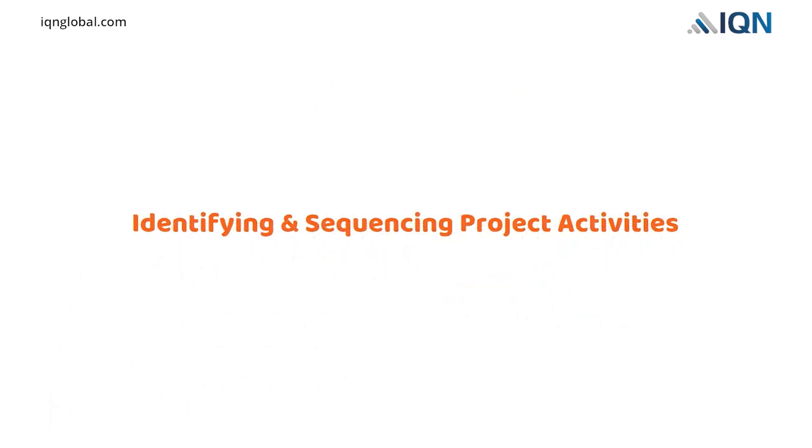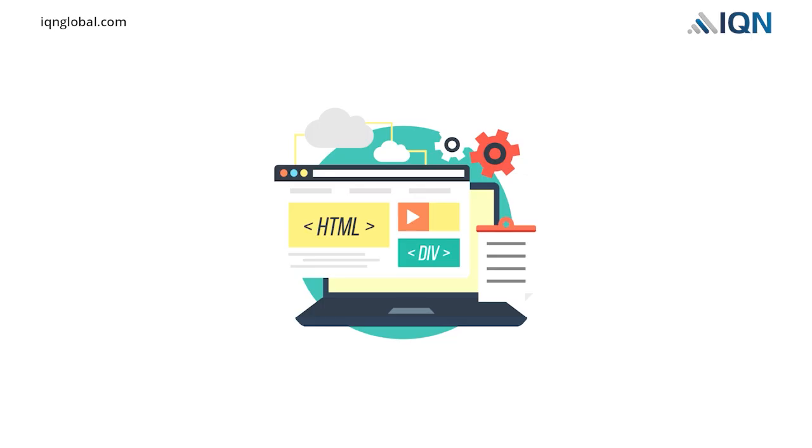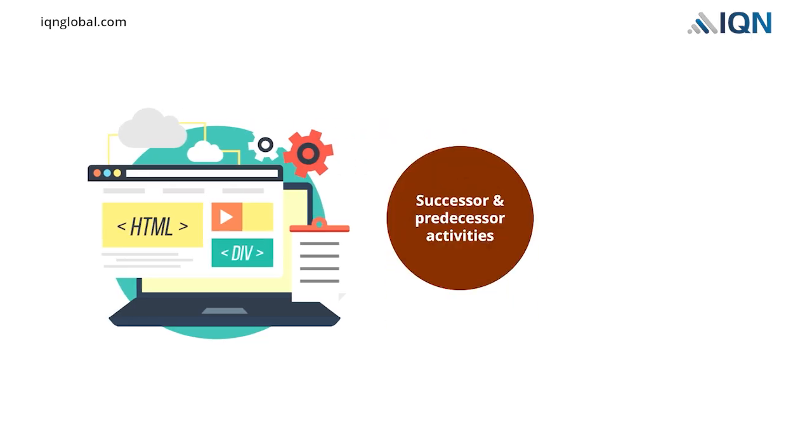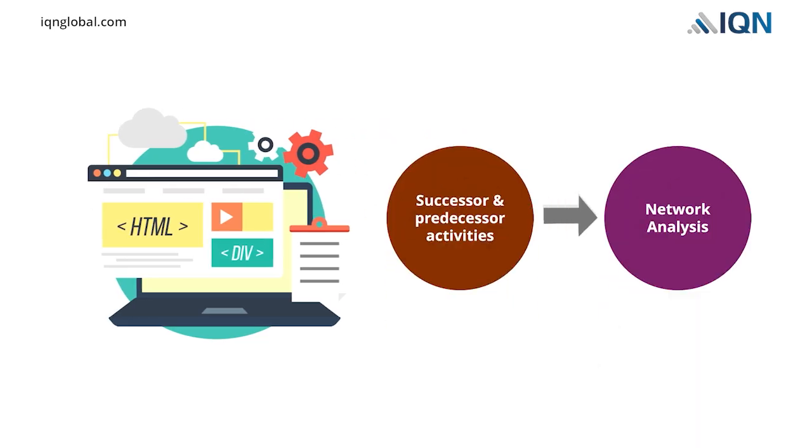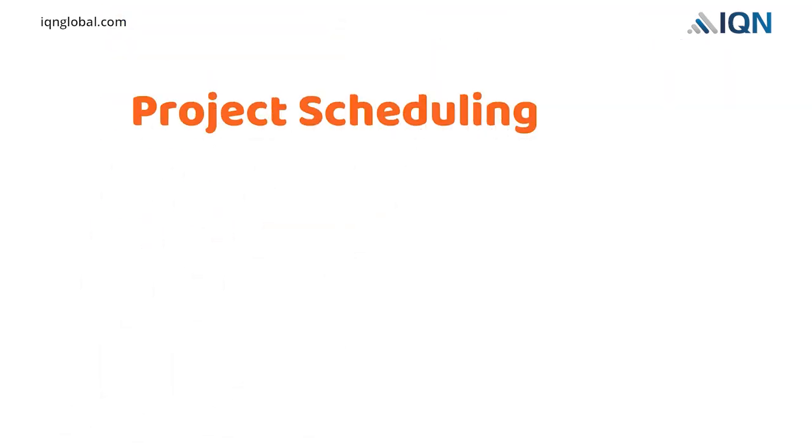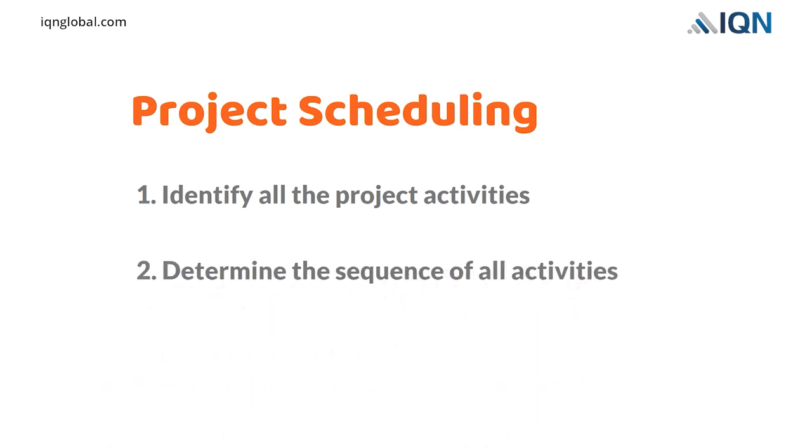Now we will be discussing how we can identify and sequence project activities. We will use an example of new website development to apply the concepts of successor and predecessor activities to create network analysis. The first step in project scheduling is to identify all the project activities. Next, we need to determine the sequence of all activities.